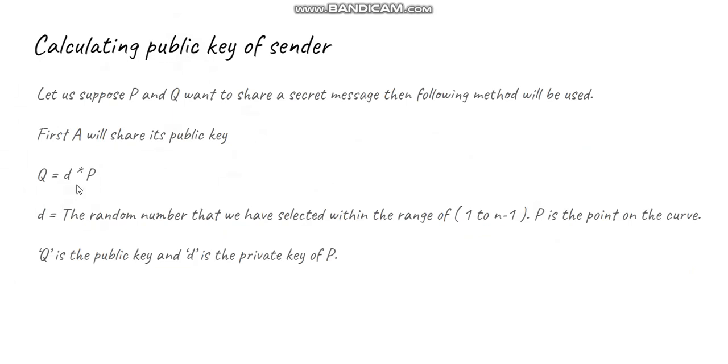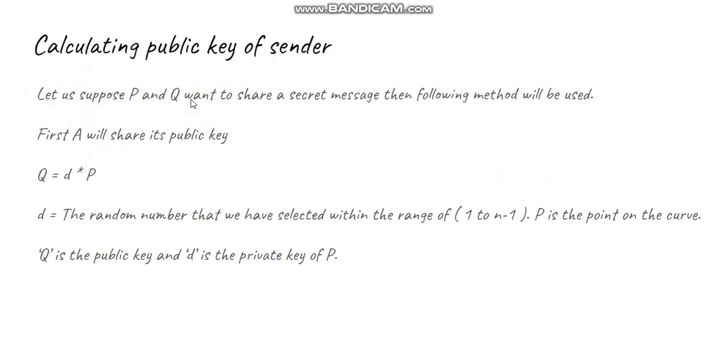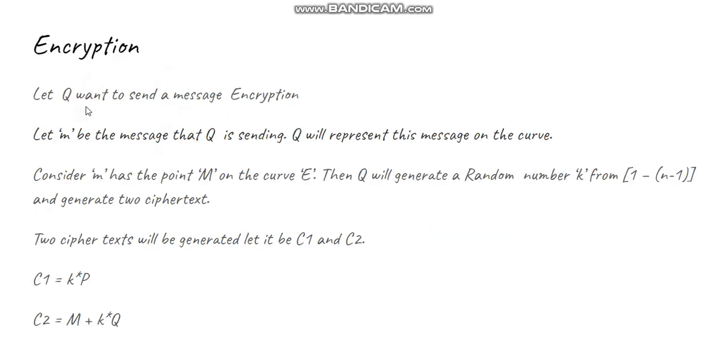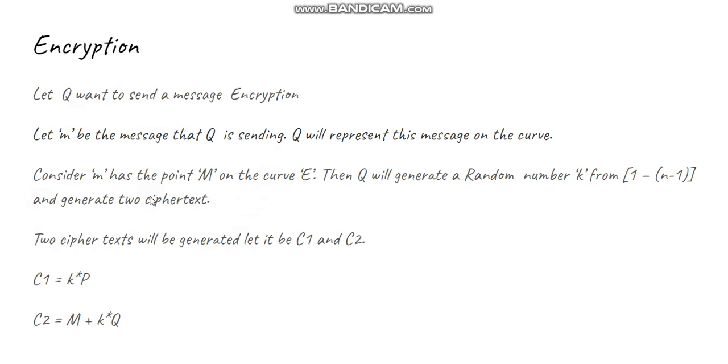So this is the idea of encryption and decryption. The idea is very simple. Again, first the sender will calculate its public key, so the process is the same. Now the receiver will calculate its public key. Then the sender who wants to send the message will choose a random value k, and calculate the value of a ciphertext, and finally generate another ciphertext, which will be calculated by adding the message to k times Q. So it is very similar to the ElGamal algorithm. You can check that algorithm, right?